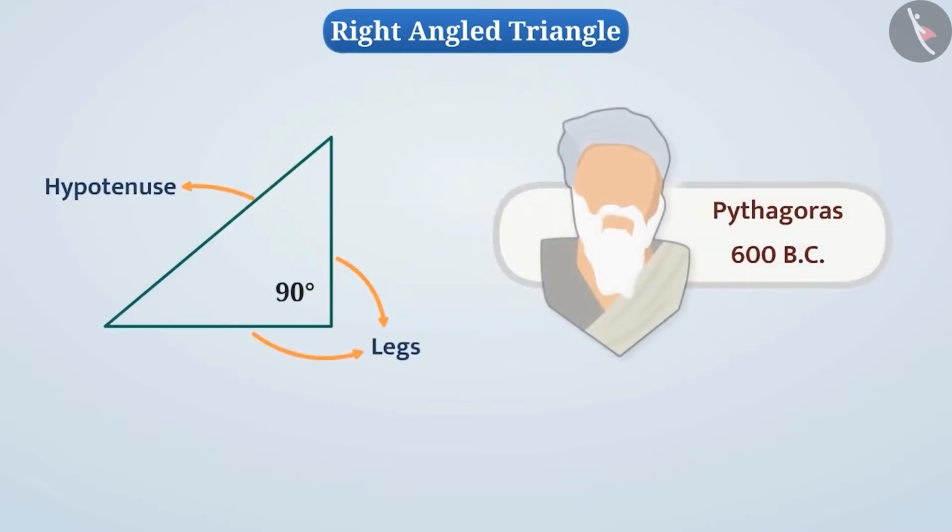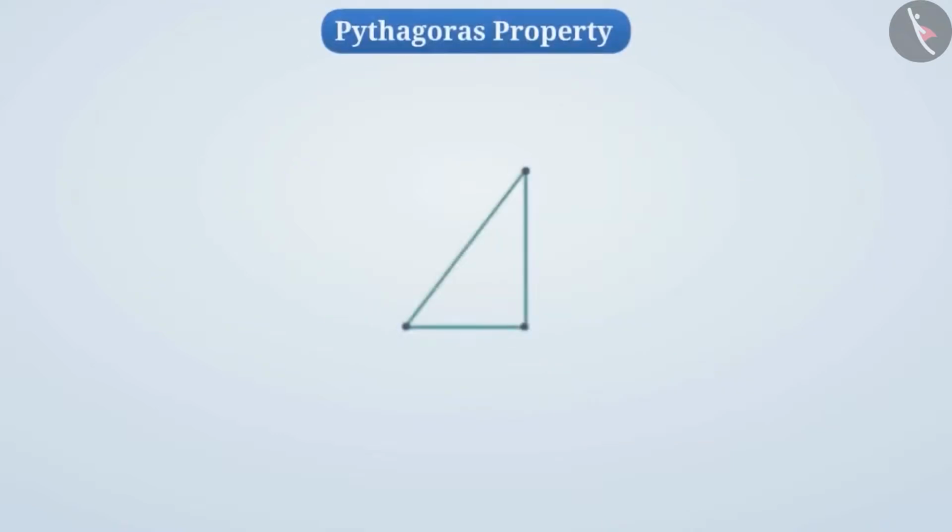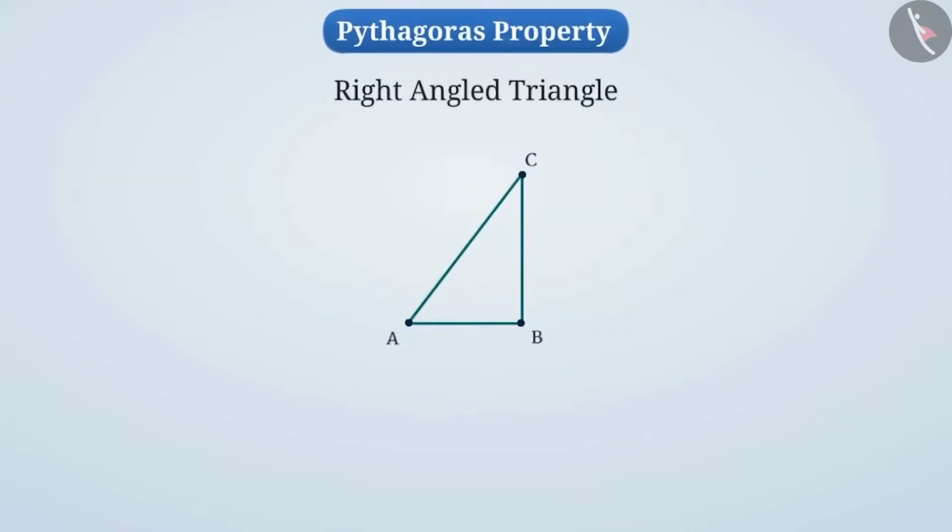Pythagoras, a great mathematician and a famous philosopher of the 6th century, discovered an important property related to the hypotenuse and the remaining sides of the right-angled triangle known as the Pythagoras property. Let's understand this property. Here is a right-angled triangle ABC with the measure of the hypotenuse AC as 5 cm and among the remaining sides AB measures 3 cm and BC measures 4 cm.